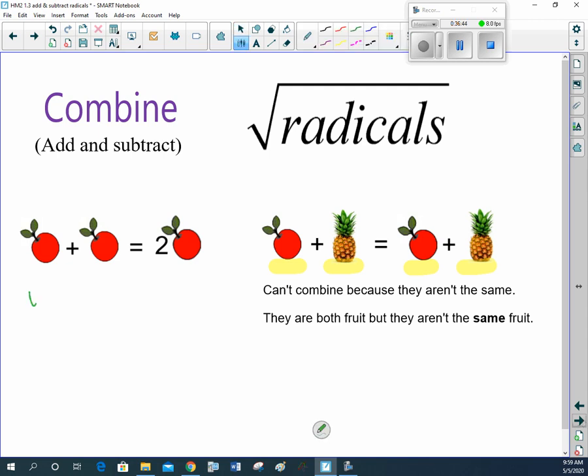Square root of 2 plus square root of 2. Those are identical, right? Well, that means I have 2 square root of 2. Over here, it would be something like saying square root of 3 plus square root of 5. Square root of 3 is different than the square root of 5. You can't add those together, so you just have to leave it like that.